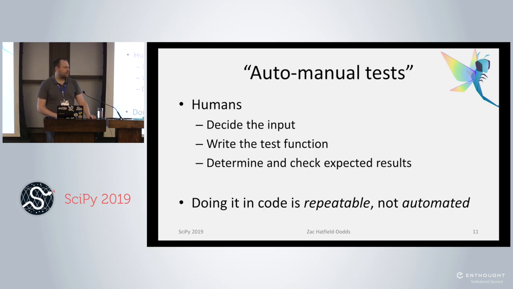And so traditionally, we do what I call auto-manual tests, or completely manual tests even, where a human, like you or I, will decide what input to feed into a function, write this out as a function in Python code, run the operation, and compare the results to what was expected. And this works really well, but I'll be honest, it's pretty tedious. Like, has anyone done this? Did you all enjoy it? Find it uplifting? Exciting? Like, you're like, I can't wait to get to work today and write a lot of test cases.